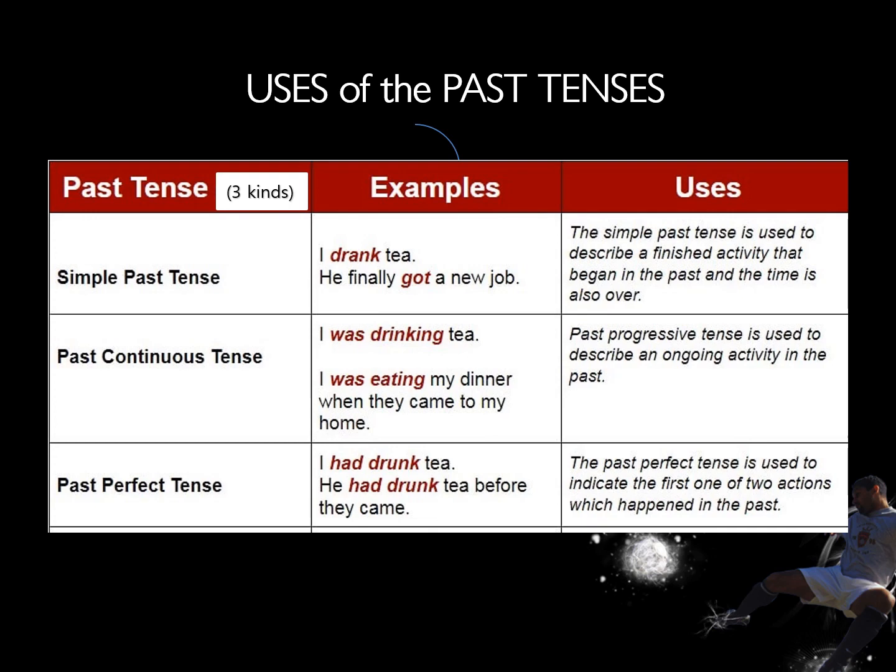And here are the uses of the past tenses. We have here the simple past tense. Examples: I drank tea. He finally got a new job. The simple past tense is used to describe a finished activity that began in the past and the time is also over.